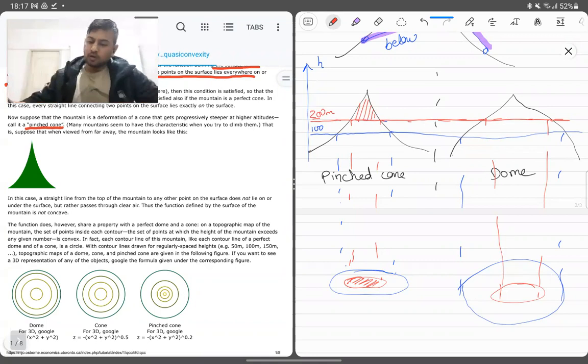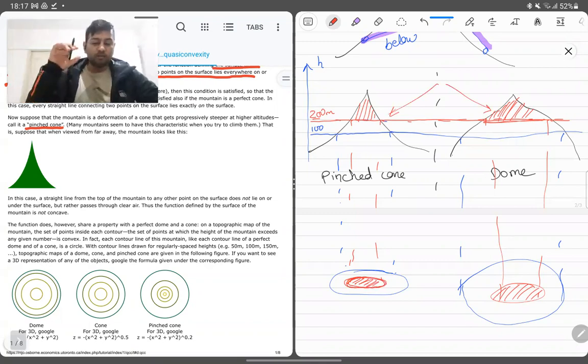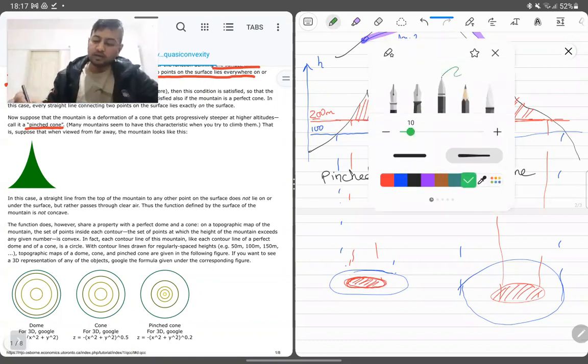Okay, so all the points above some particular altitude are going to form a circle. So all these points on the surface of the earth under this dome will have altitude greater than 200. So there is one connection between these two structures, the pinched cone and the dome: when I take these sets of points on the surface of the earth where the altitude is greater than or equal to any specified level, it always comes out as circles. So I can take a third altitude here.